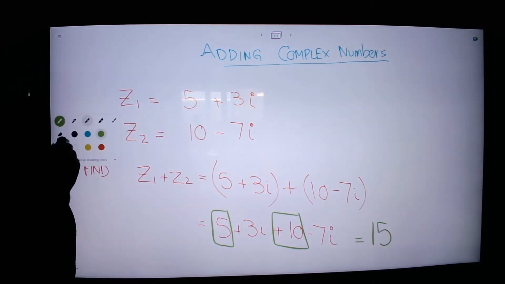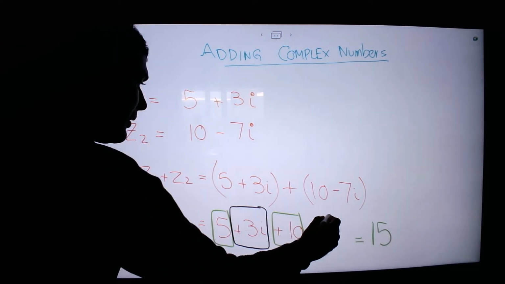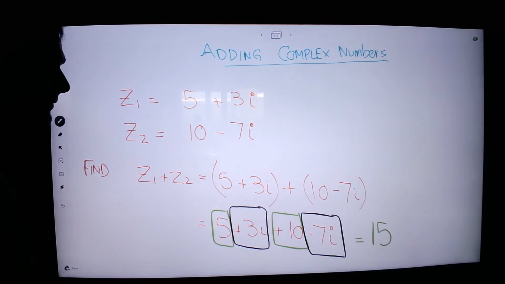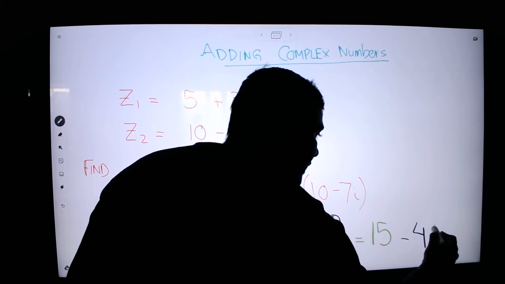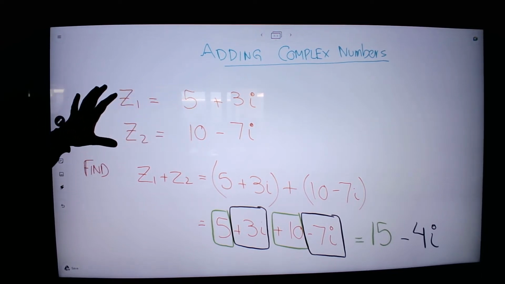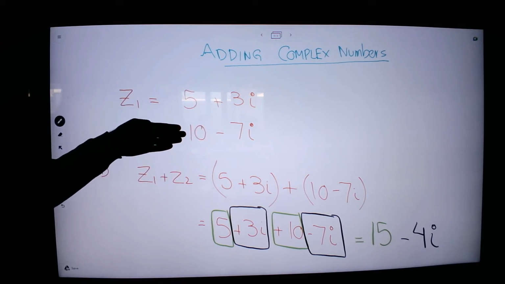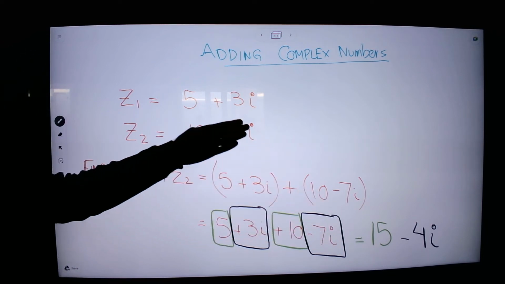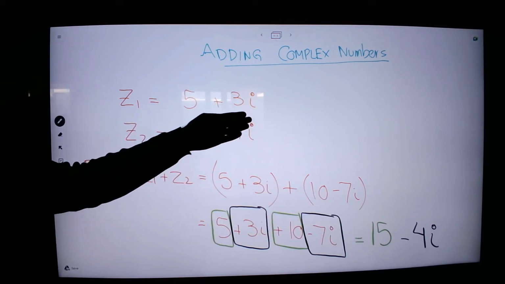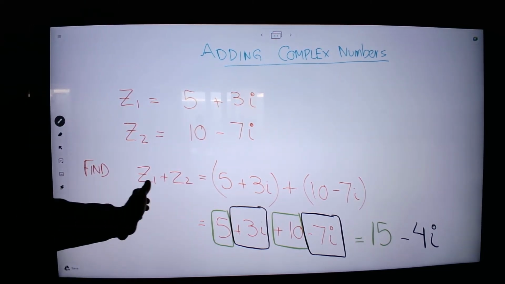Then we've got the imaginary part: plus 3i and minus 7i. So plus 3i minus 7i is actually minus 4i. And this is your answer. The other way you can do it is to write straight away in proper order, real to real and imaginary to imaginary. You do 5 plus 10, the answer is 15. Plus 3i minus 7i, the answer is minus 4i. And that's done. That's much easier rather than me doing all these bits.